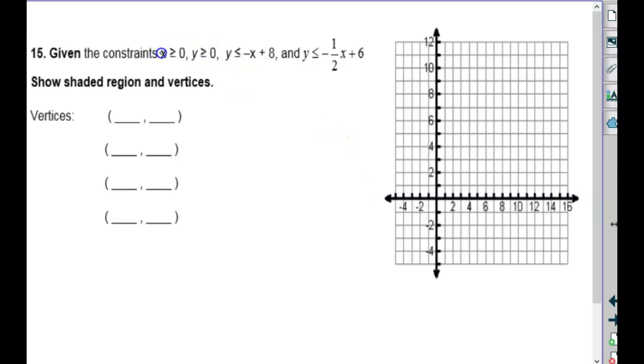What is this business? Y is greater than 0 and X is greater than 0. Yeah, so even though Hofbauer gave you some space down here, make sure in your final answer you're not shading anything down there, okay? It does say show the shaded region. Don't just tell me the corners. You got to have a shaded region when you're done.